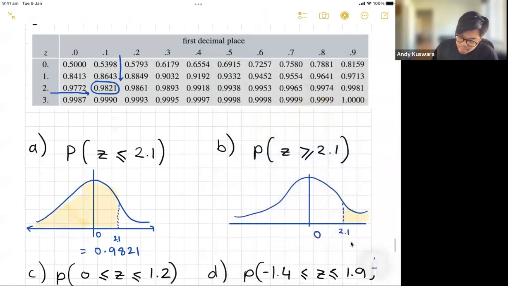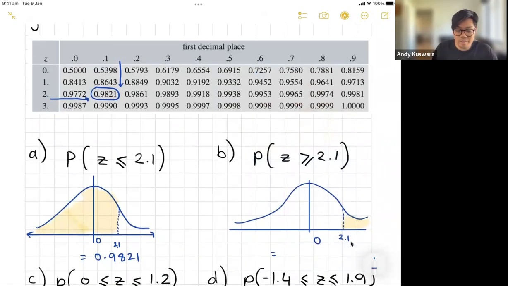Now remember, the whole area under here is supposed to equal 1. So in this case, the easiest way to do this would be 1 take away 0.9821, because that's the same value. Whenever the number you pick is going to find the total area beneath it. So if I just want the top, I'm just going to do 1 minus, and that should give me 0.0179. So that would be your answer there.